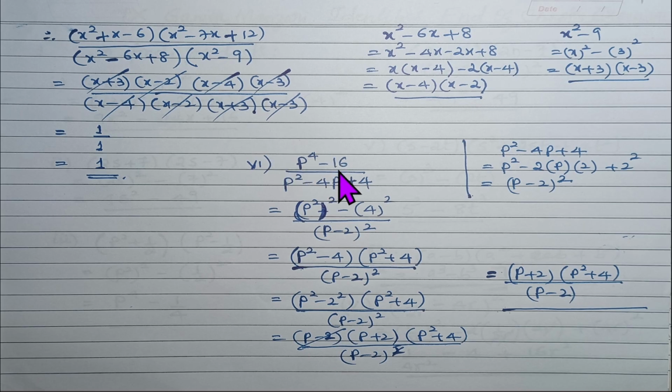Now coming to the next example: p raised to 4 minus 16 divided by p square minus 4p plus 4. Now p raised to 4 minus 16 can be written as (p square) square minus 4 square, and p square minus 4p plus 4, if I factorize it, I get p minus 2 whole square. So I have written here p minus 2 whole square. (p square) square minus 4 square can be written as (p square minus 4)(p square plus 4), that is the a square minus b square form, and p minus 2 whole square I can write as it is.